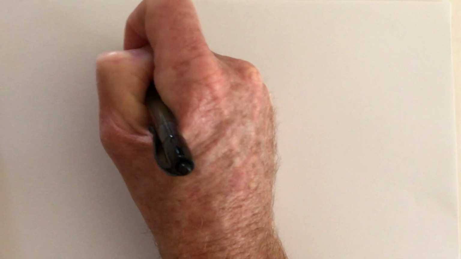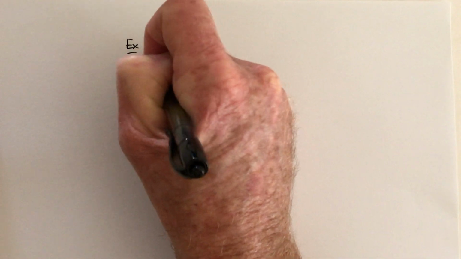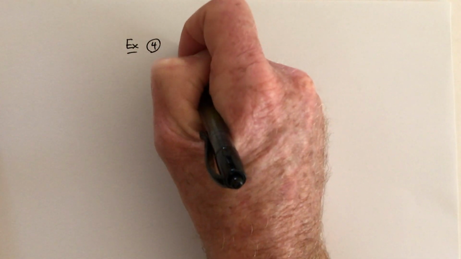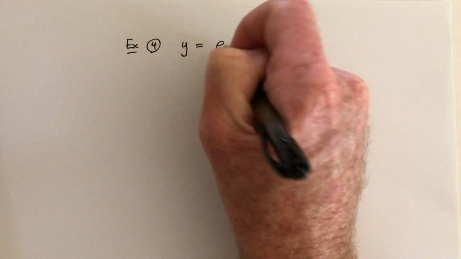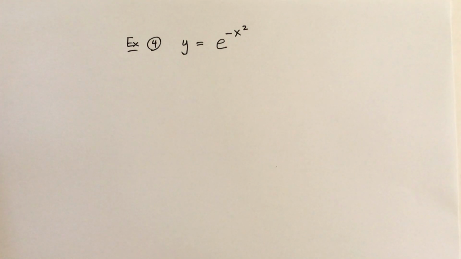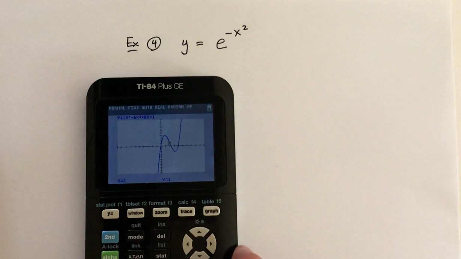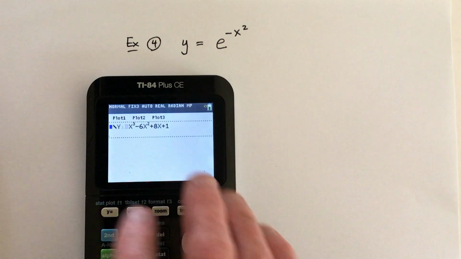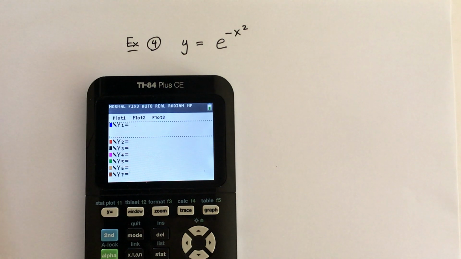So for example number 4, how about y equals e to the negative x squared? Usually I do the math first and then use the calculator, but sometimes I like to switch it up, so I'm going to do that here. What does this graph look like? Basically, all I'm going to do is get an idea of what the graph looks like, and then I'll still need to, or get to, do the math.